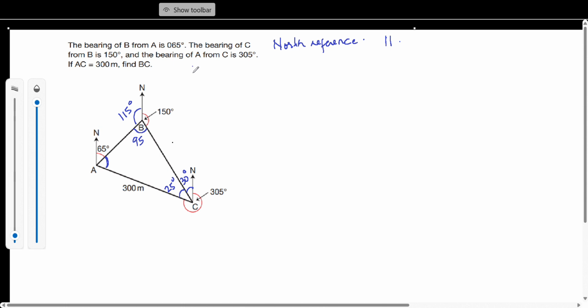So, since that is the unknown, BC by, we need the angle that is opposite to BC. 95 plus 25 makes it 120. So, angle sum property of a triangle, all three should add up to 180. This is 60. BC by sine 60 should be same as 300 by sine 95. This is sine rule.